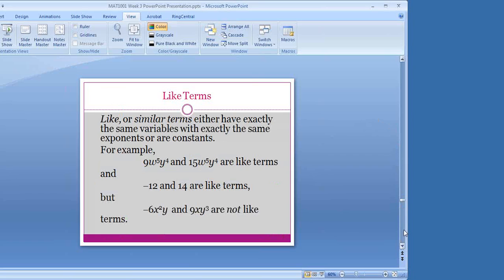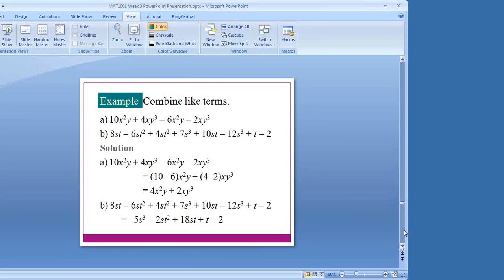All right, like terms, it's a huge idea. If it's anything that you've had trouble with at all, please get it worked out in your mind. You can only add or subtract terms with the same variable or variables to the same power. So I can add w⁵y⁴ and w⁵y⁴, but I can't add x²y and xy³. Okay? So these are some really good combining like terms examples I do encourage you to look at.